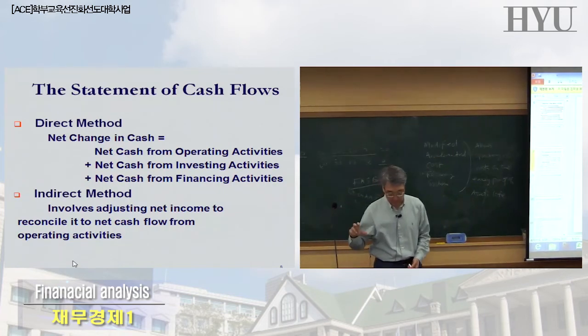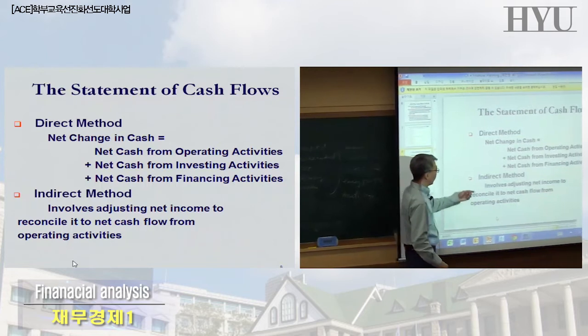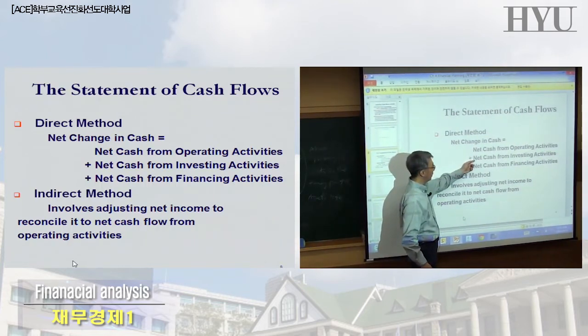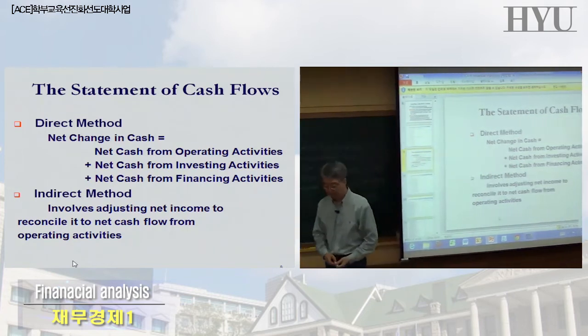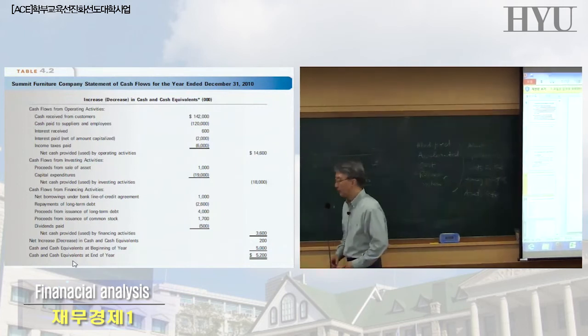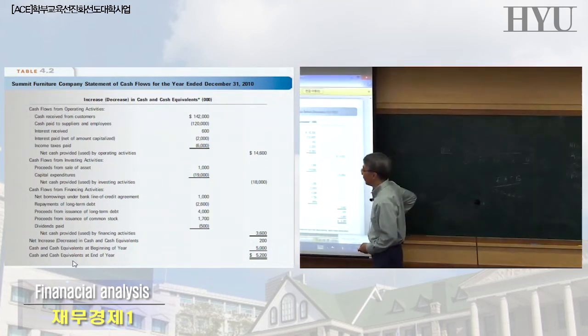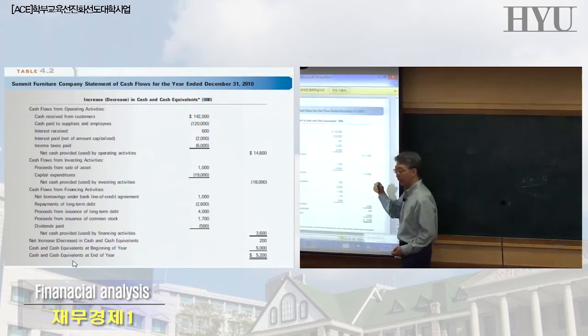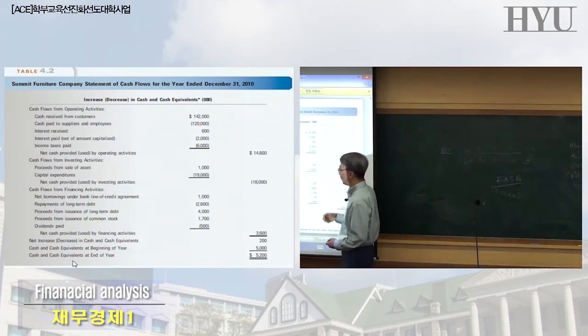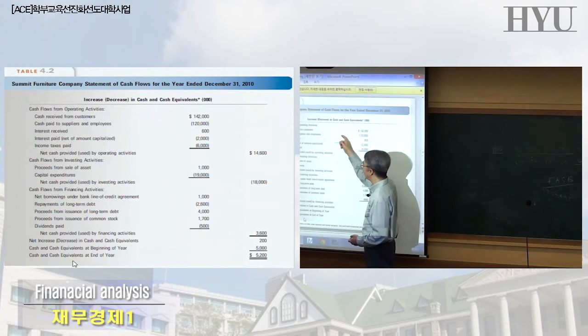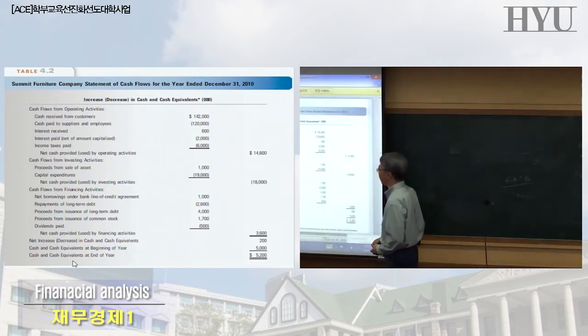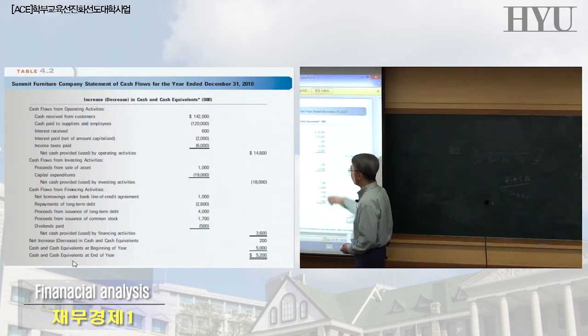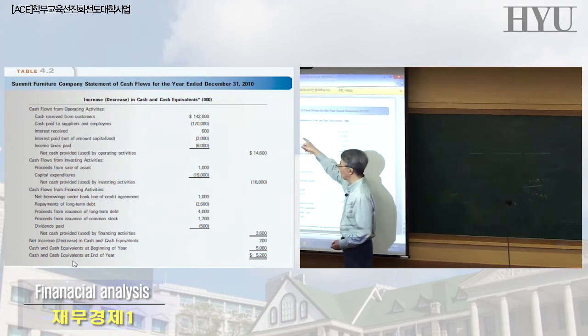So there are three components in the cash flow statement: cash flow from operating activities, cash flow from investing activities, and cash flow from financing activities. And here's an example. The first part is operating activities, the second part is investing activities, the last part is financing activities. In the first part, we're talking about the production and selling operation. By producing and selling your service or products, you have received $142 million from your customers. Out of that, you paid about $120 million to your suppliers and employees.